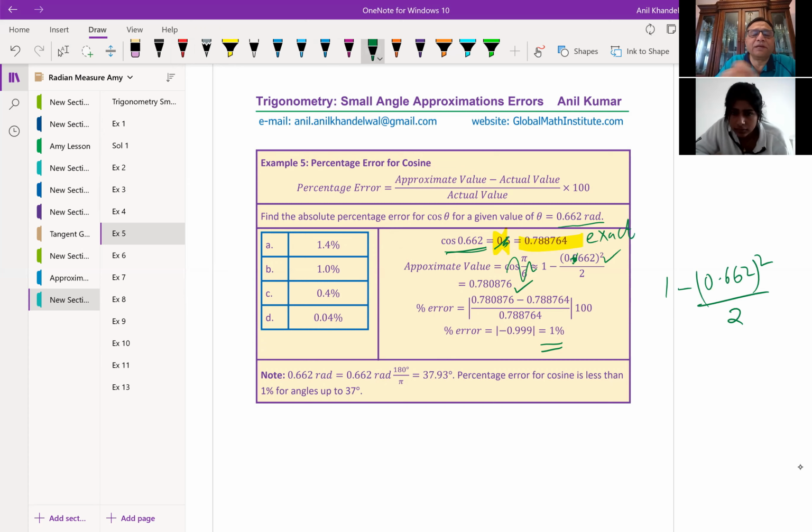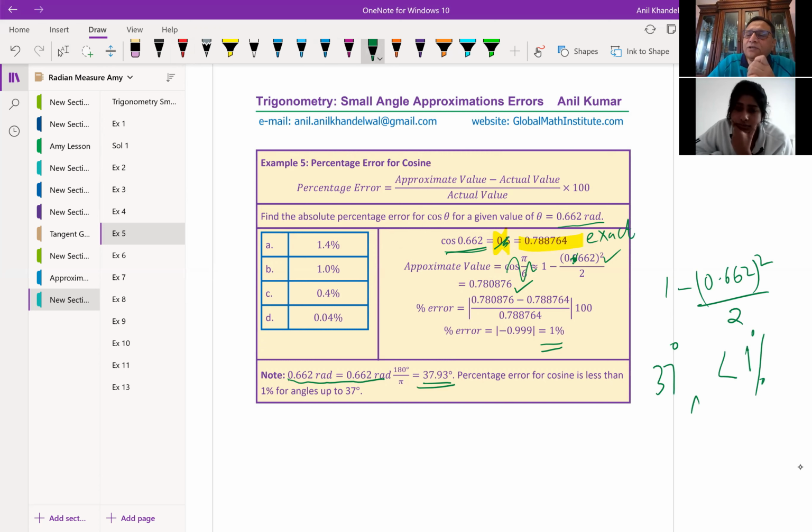So sometimes big errors, however, you get the idea. So what is this 0.662 radians, which gives you 1% error? It is 37.93 degrees. So for 37 degrees, we'll get error which is less than 1%. Do you see that? So the cosine graph is fairly accurate. I mean, it matches with the approximation. That is the whole idea.